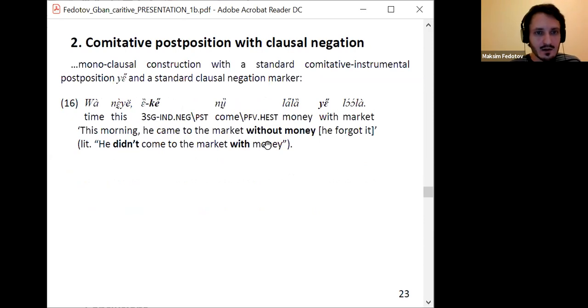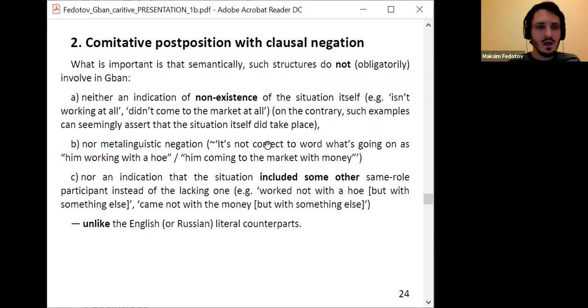Finally, an example with possession. This morning he came to the market without money. He forgot it. Literally, he didn't come to the market with money. What is important is that semantically such structures in Gban do not involve an indication of non-existence of the situation, nor metalinguistic negation, nor an indication that the situation included some other participant with the same role. All these things that are associated with similar constructions in Russian or English.